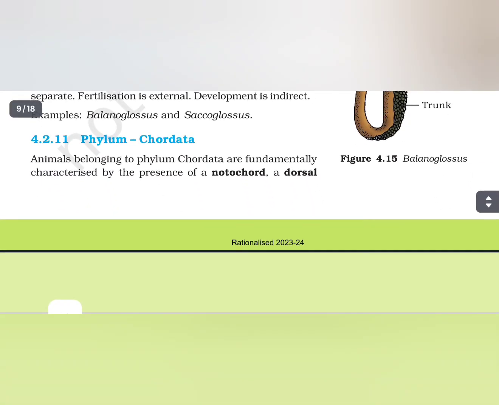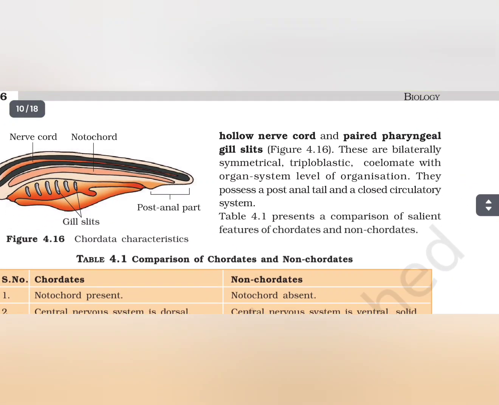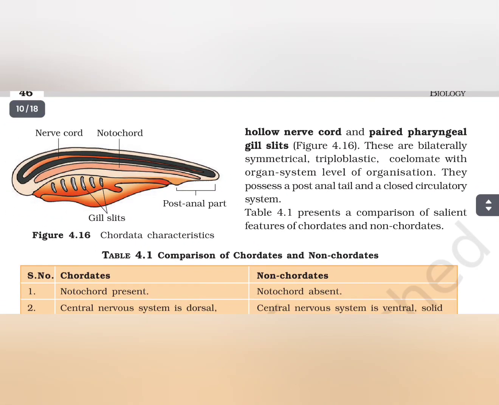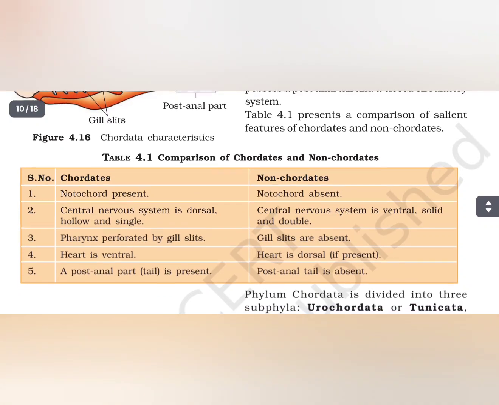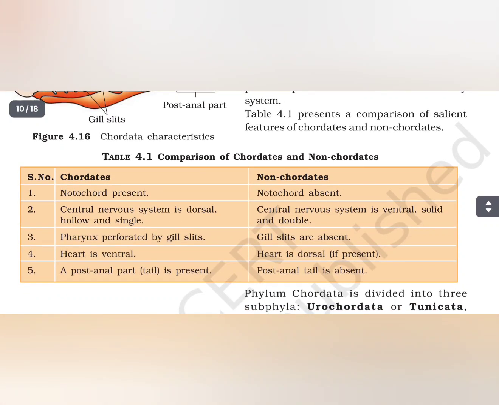Phylum Chordata. Animals belonging to phylum Chordata are fundamentally characterized by the presence of a notochord, a dorsal hollow nerve cord, and paired pharyngeal gill slits. These are bilaterally symmetrical, triploblastic coelomate with organ system level of organization. They possess a post-anal tail, a closed circulatory system. Table 4.1 presents a comparison of salient features of chordates and non-chordates.